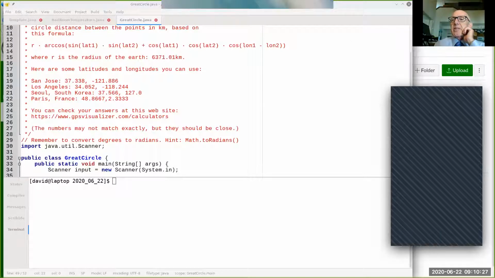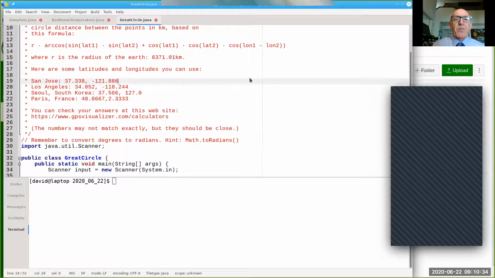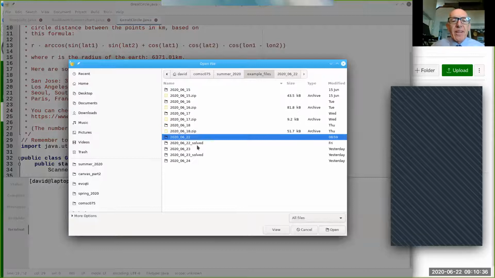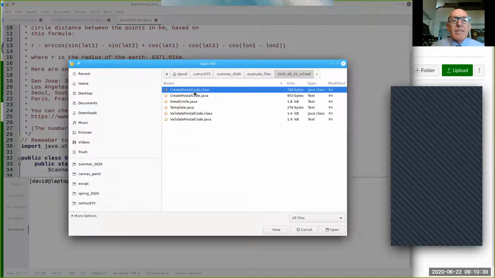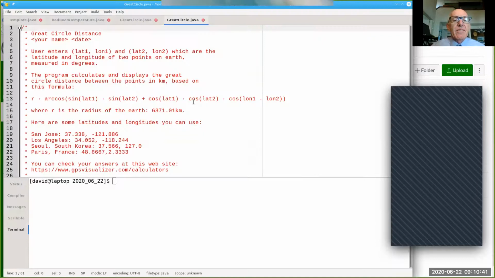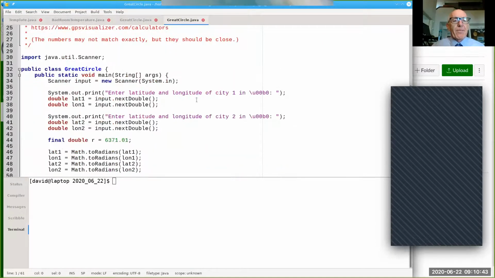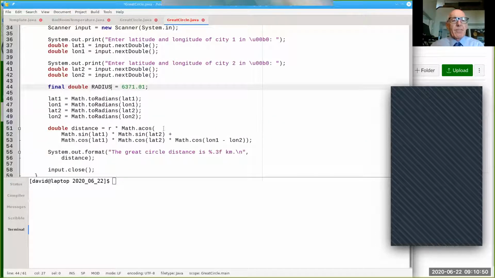Okay, that should probably give you sufficient time to figure out what's going on. Let me open up my solution file here. And since this is a final, I forgot to make it, let's call it radius, which is a much better name. And here I'll call it radius. And in fact, let's comment radius.